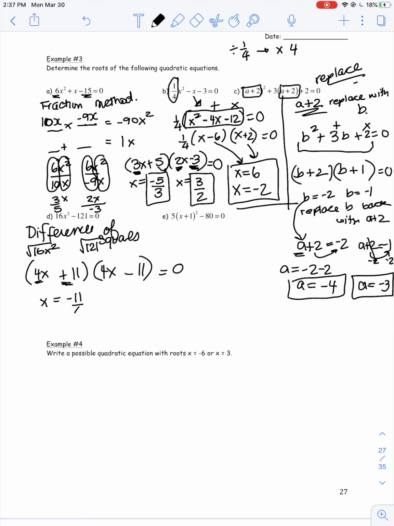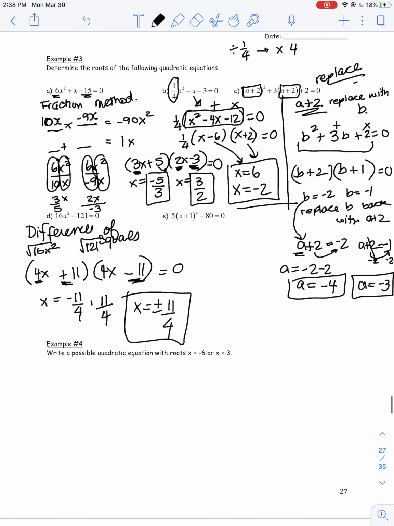So that means that x can equal, you have to take this number, becomes negative 11, and divide it by the 4 in front of x to get one answer. And then x equals positive 11, because the opposite sign, over 4 is your other answer. So x equals positive negative 11 over 4.